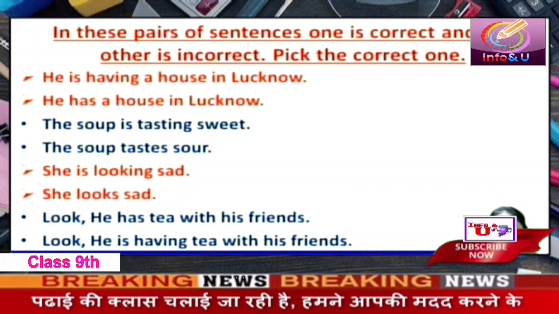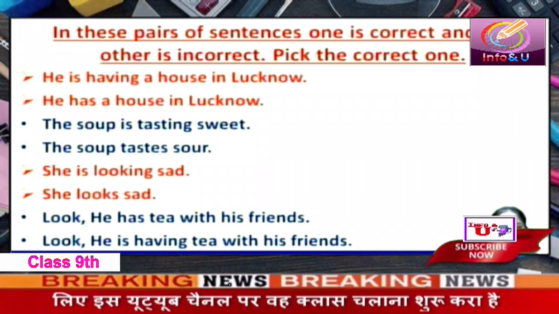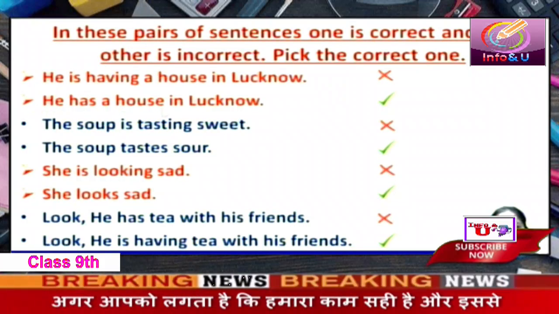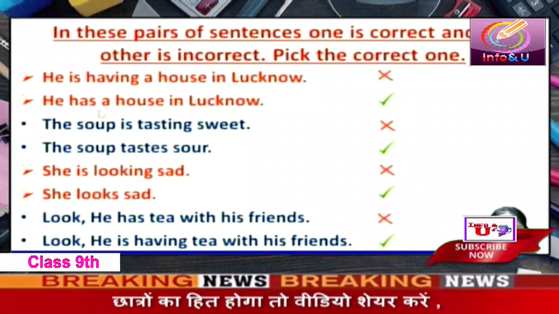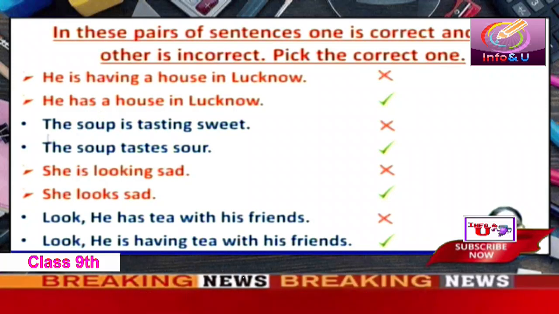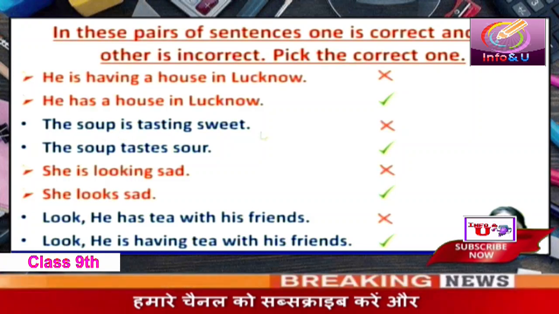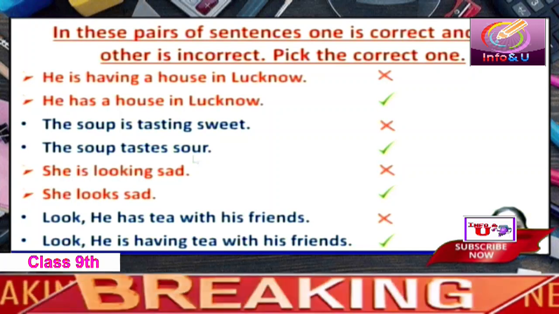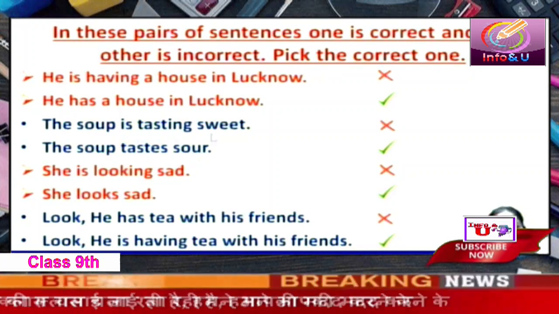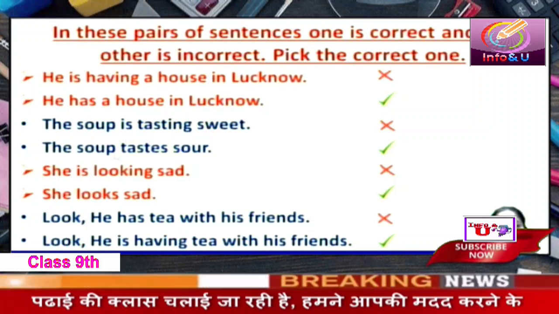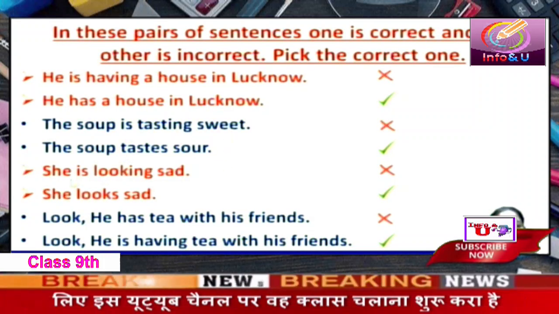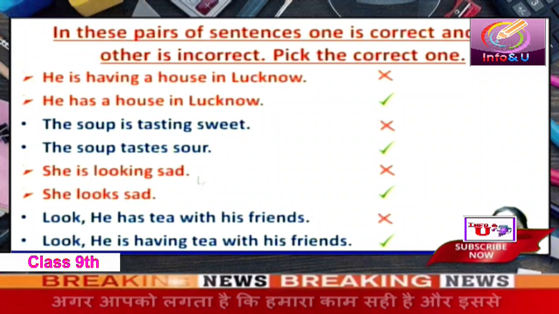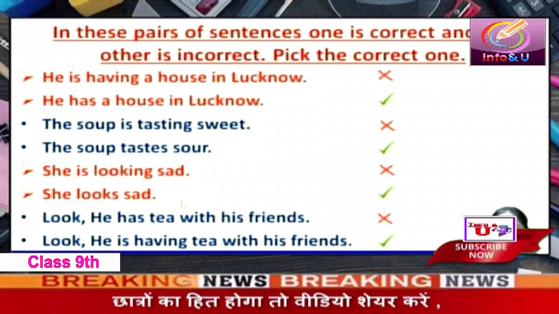I hope you have noted down the correct answers. Now let us check the answers. The right sentence is, he has a house in Lucknow, because here has is used in the sense of possess. The soup is tasting sweet is wrong because it is the taste of soup which is denoted here. So we will not use the continuous form. We will use the simple present form here. She is looking sad is wrong because it is the state of a thing that we are referring to. So she looks sad is correct.